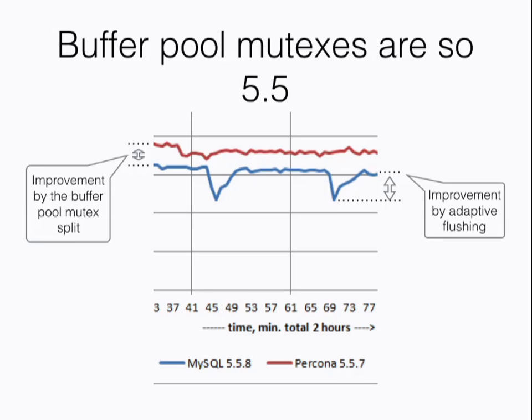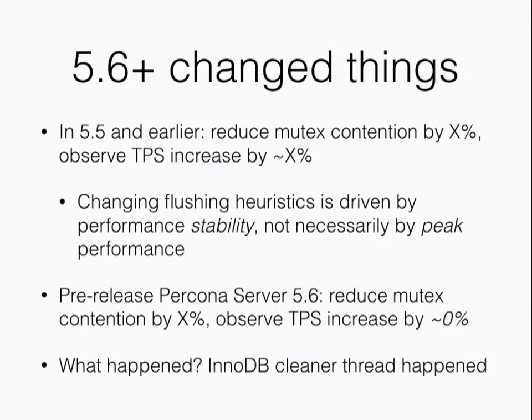So that was nice, but then 5.6 came. We started working on 5.6 and we met problems. What we did was to port the buffer pool mutex split patch to 5.6 and then observe that there is absolutely no effect from that. And we could see that the mutex was hot before we ported, and after we ported, the new mutexes were not hot anymore. It's just that the throughput and latency did not improve. Naturally, we got very interested in the reasons for such a situation. And we found that it was the InnoDB cleaner thread, which was introduced in 5.6, which was responsible for that.